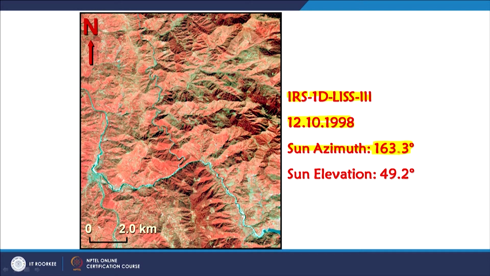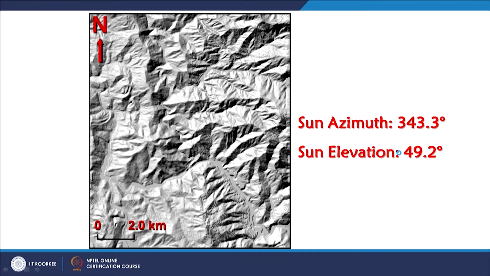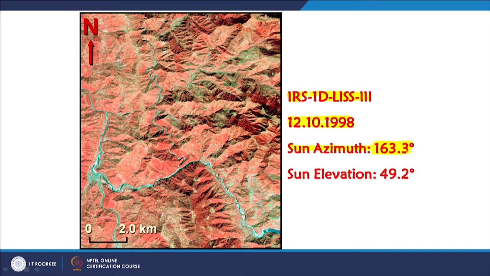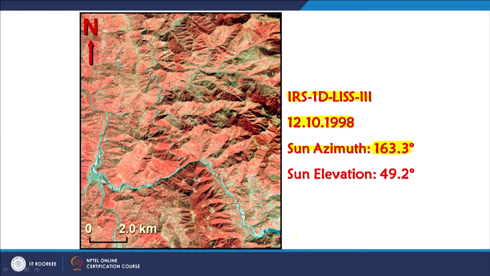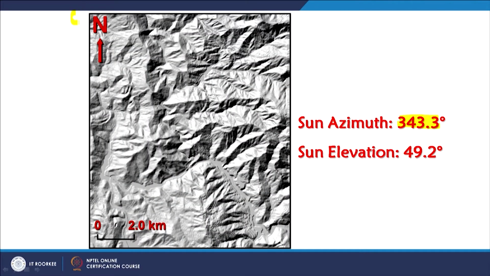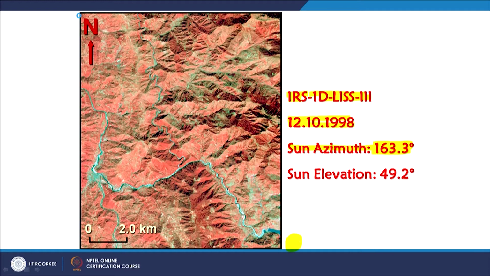Now, as I have discussed through that flow chart, using a digital elevation model of the same area and almost the same spatial resolution, a shaded relief model has been created. If you add 180 degrees to 163.3 degrees, you end up with 343.3 degrees. That means the sun azimuth, which in this image is roughly in the southeast quadrant, has been shifted through this modeling to the northwest quadrant by adding 180 degrees. And the sun elevation has been kept as it is.